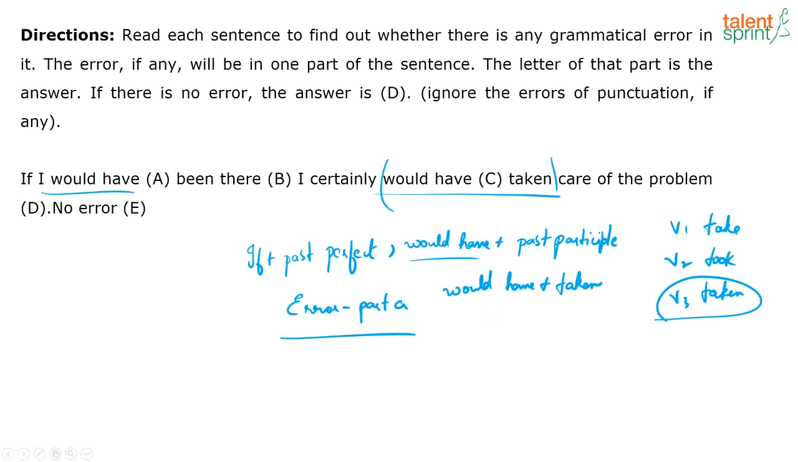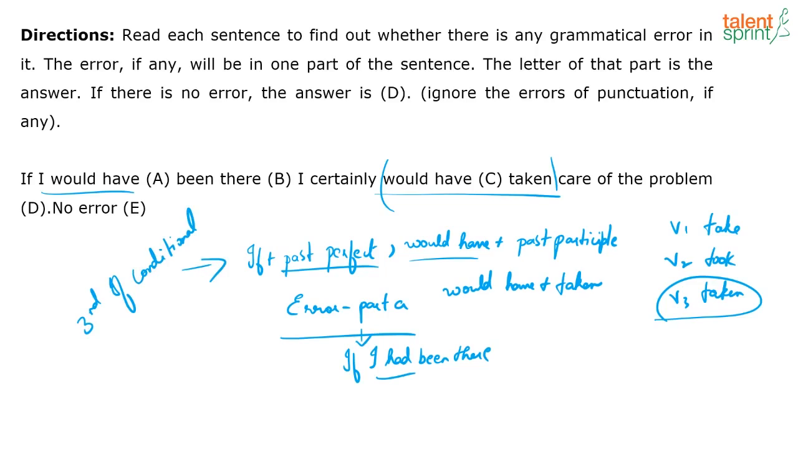How do I change if I would have to past perfect? If I had been there, right? So I don't need would have. If I had been there, I certainly would have taken care of the problem. So the error is in part A and I need to change it. I don't need would have again, because we're talking about the third if conditional form here, and the third if conditional form is this, right?